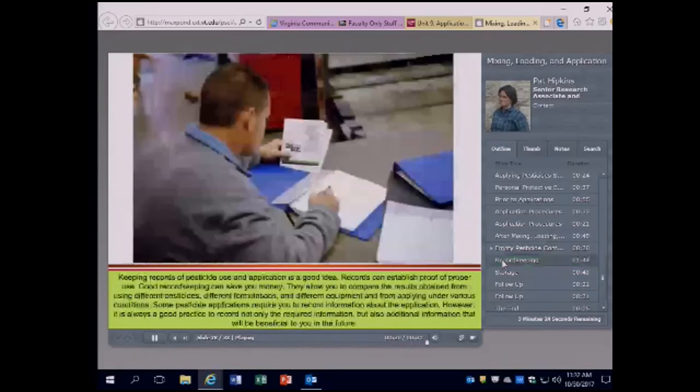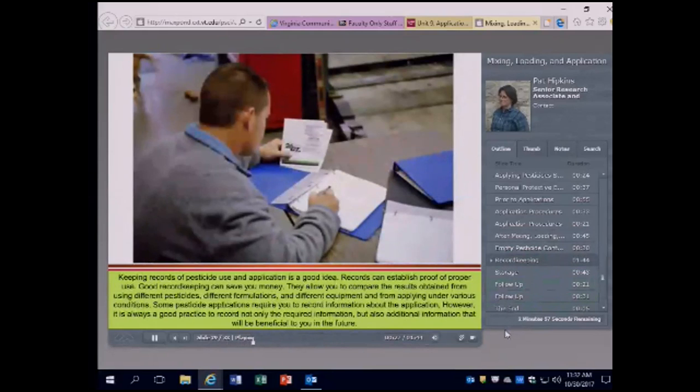Keep records of pesticide use. In many cases, this is a legal requirement, but even when not, it's a highly recommended practice. Good records can save you time, save you money. First of all, they'll allow you to evaluate the effectiveness of controls you applied. Did they work? Didn't they work? If not, why not? What would you do next time?